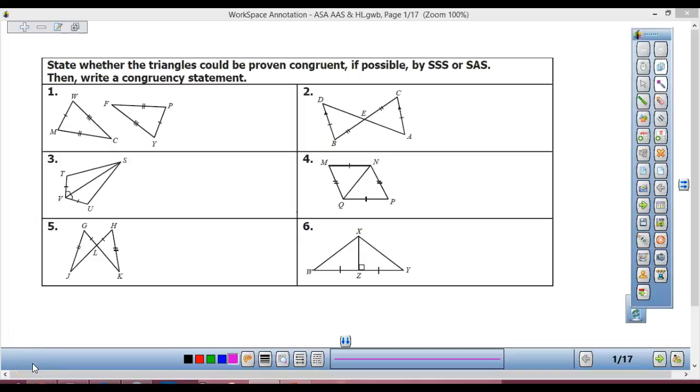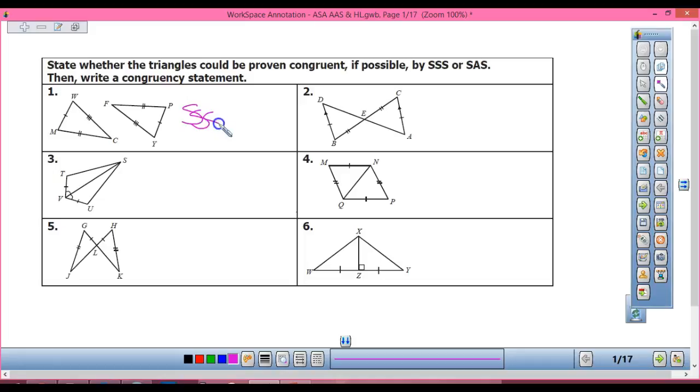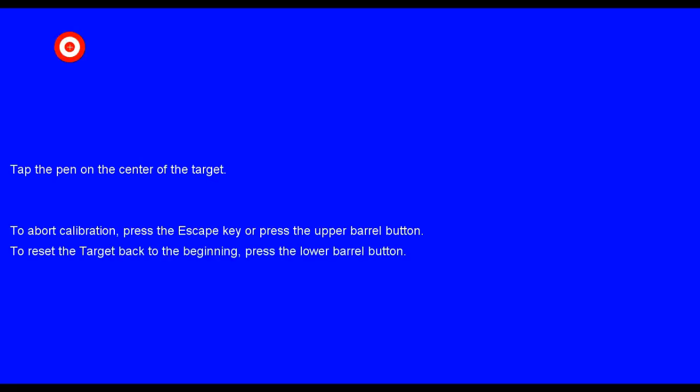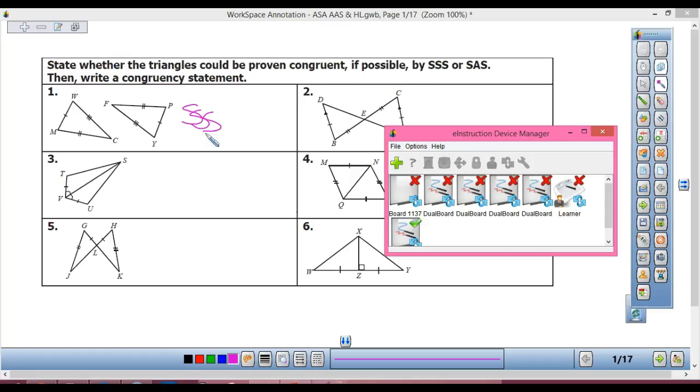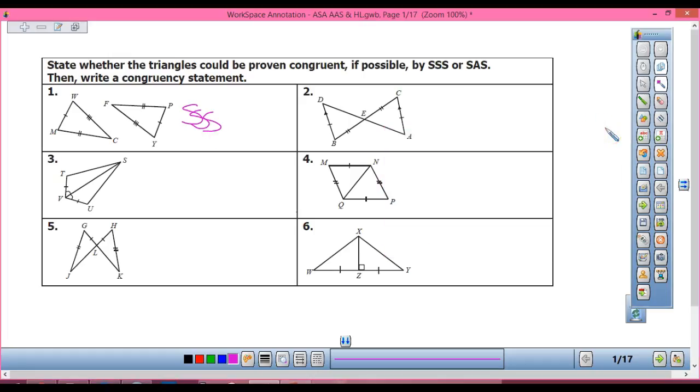Number one is congruent by what, Kelly? Side, side, side. All three sides are congruent. So I can go side, side, side. Alright, number two is congruent by what, Nishat?